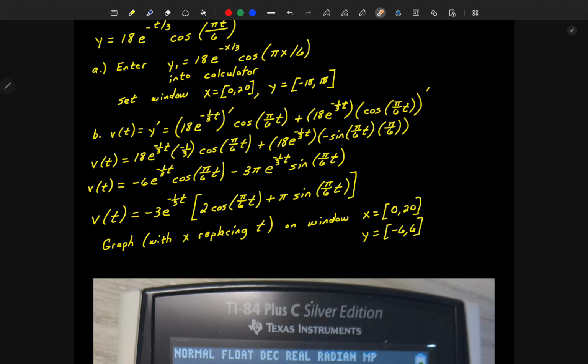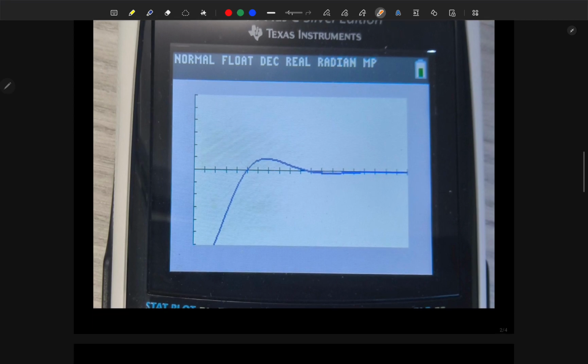Now, the last one asks us to graph this velocity function. So what I did, again, just the same as the original, I replaced the x with t on my calculator, and I noticed all of their graphing windows had x values between 0 and 20 and the y values between -6 and 6. And I went ahead and showed a screenshot of the result that I got when I did it. You can see that it's an increasing function.